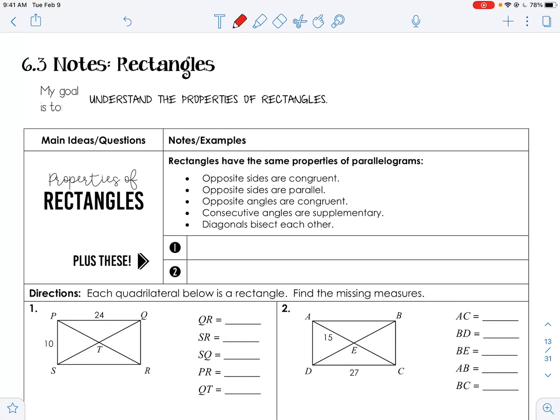Unit 6, Section 3, rectangles. All right. Properties of rectangles. A rectangle is a parallelogram. So all of the things that we learned before, opposite sides are parallel and congruent. Opposite angles are congruent. Diagonals bisect each other. All of that applies because these are parallelograms.